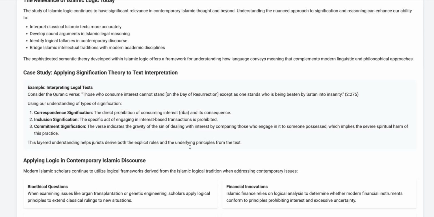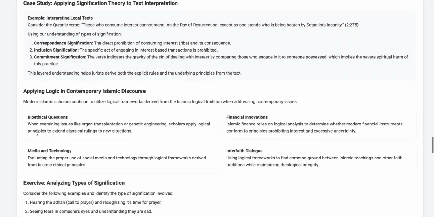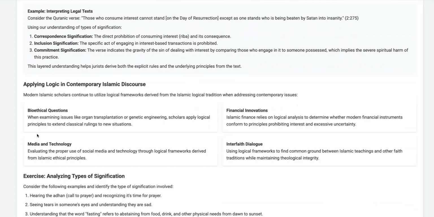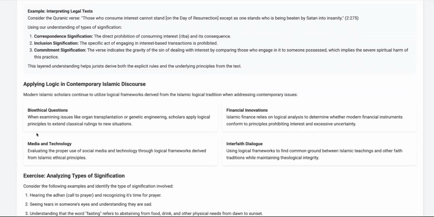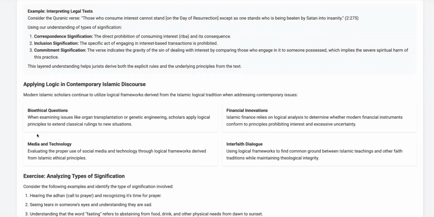And of course, you find other books where they give you dalil for the Sahaba did this, the Salaf did this, although they may not have had these terms. Okay? Within the contemporary setting, contemporary Islamic scholars continue to utilize some of these logical frameworks derived from the Islamic rational tradition when addressing contemporary issues, for example, bioethical questions. When examining issues like organ transplantation or genetic engineering, scholars are going to apply logical principles to extend classical rulings to new situations. Qiyas, analogy, as we'll talk about in the future.